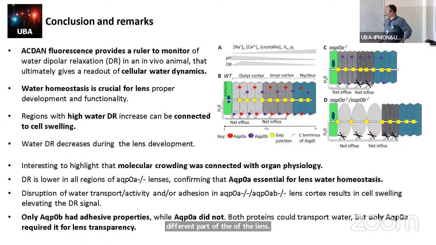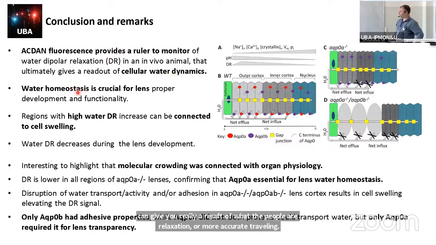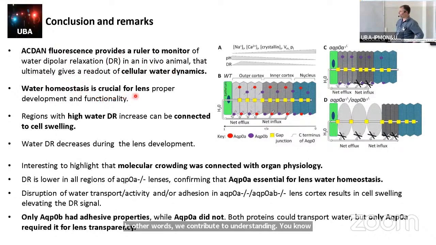So to conclude this work, we provide new knowledge about the use of this ACDAN. It was the first time that ACDAN was used as a ruler of the water dipolar relaxation in an in vivo animal, right? That can give you really a readout of water dipolar relaxation or molecular crowding, in other words. We contribute to understanding the homeostasis of water in the lens and how this is important for the functionality.